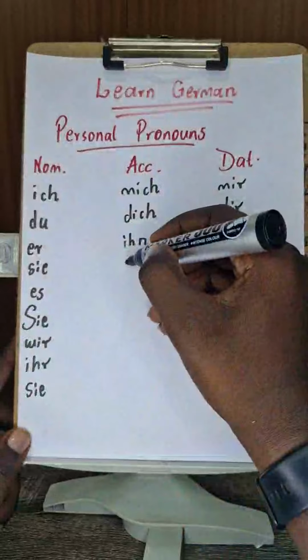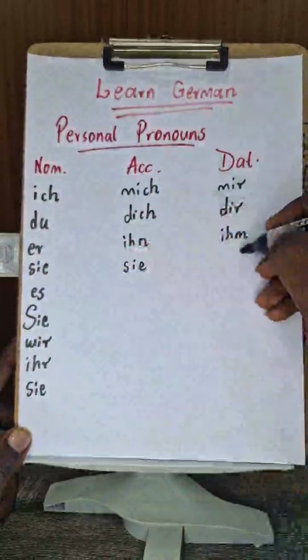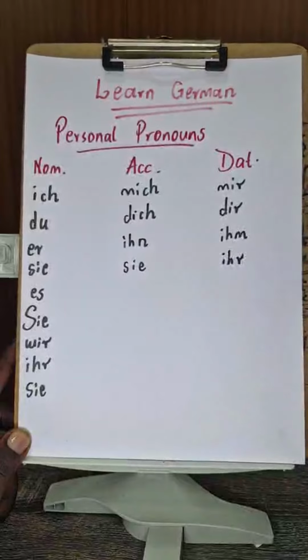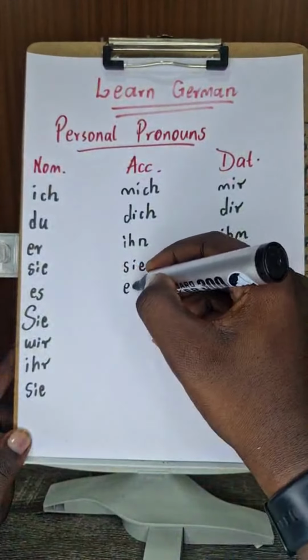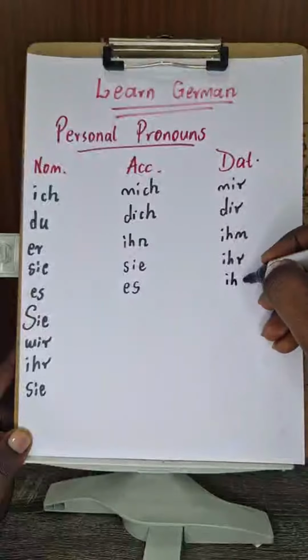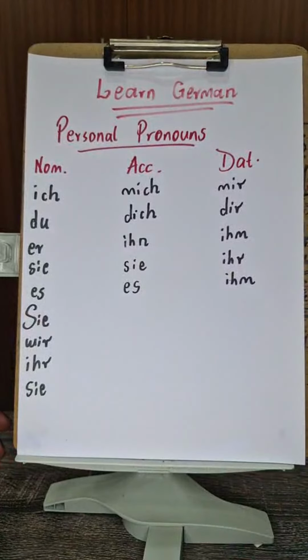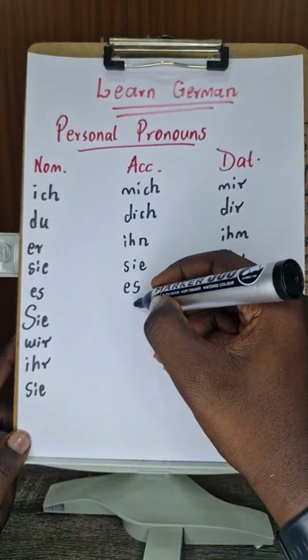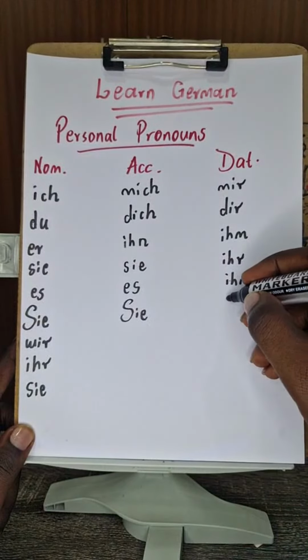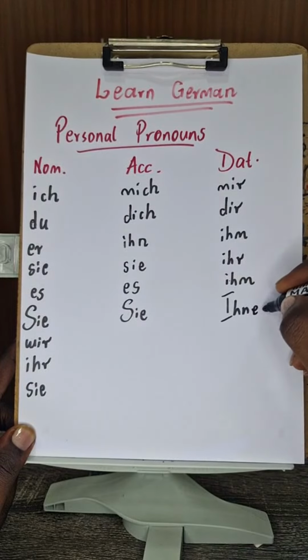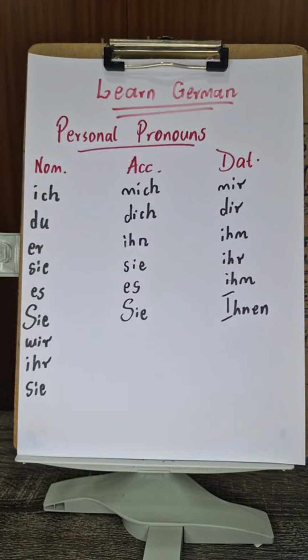Now, sie, she, now becomes sie, her. In dative is ihr. Sie, ihr. Right. Now, es, it, remains es, and then in dative is ihm. Es, ihm. All right, it. Now, capital Sie remains Sie, you. All right, and then in dative, now we say Ihnen. That is why you normally say wie geht es Ihnen. We don't say wie geht es Sie, wie geht es Ihnen in dative, right?